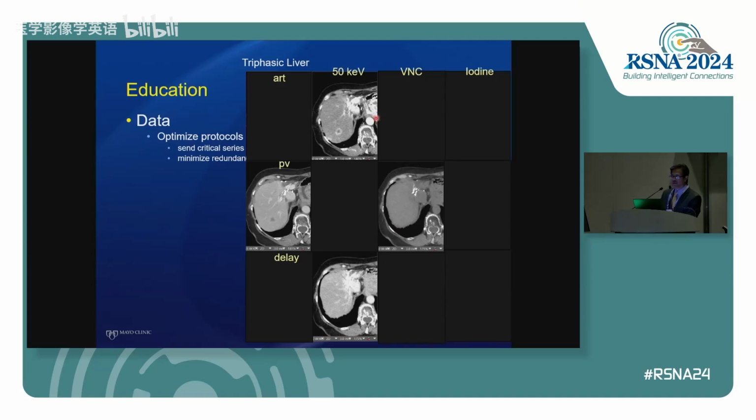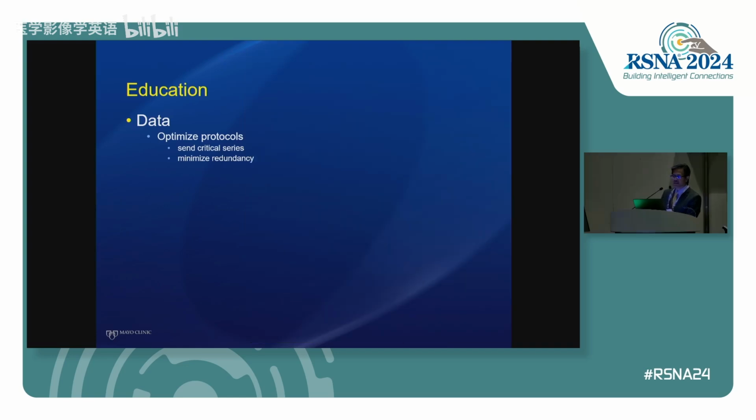And in here, you still have your triphasic CT series. Now we're leveraging some of the information from dual energy CT, and can add this quote-unquote free virtual non-contrast, and then you could also add the iodine display.